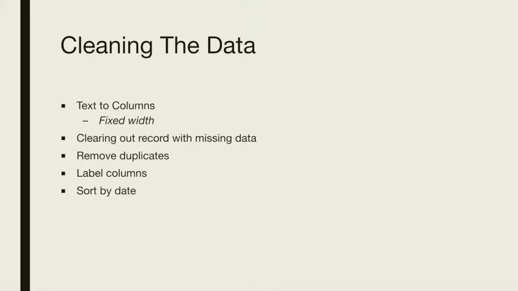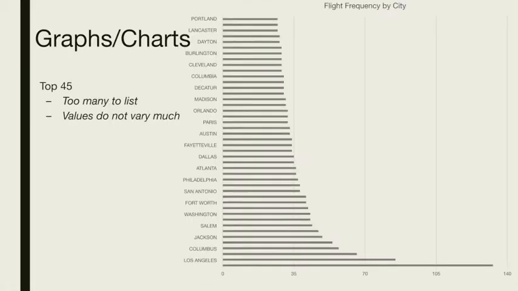So I searched for duplicates and removed those, and then I separated the columns back out using the text-to-columns feature once again. After that, I labeled the columns so that I could easily distinguish what the information was. And then I sorted the columns by date, so that the information was in a clear way to follow.